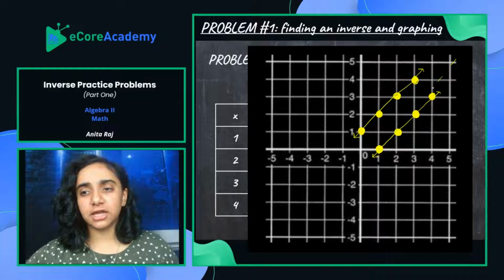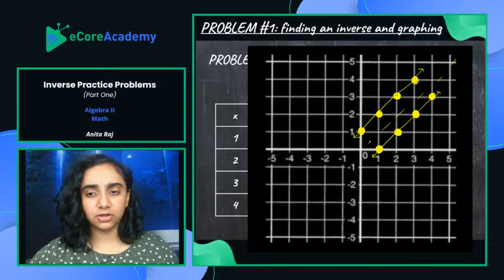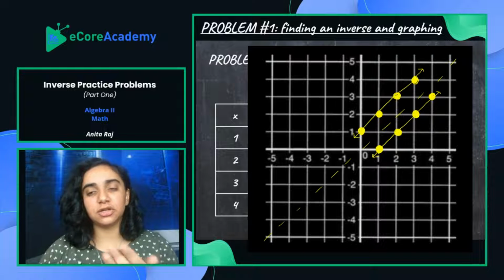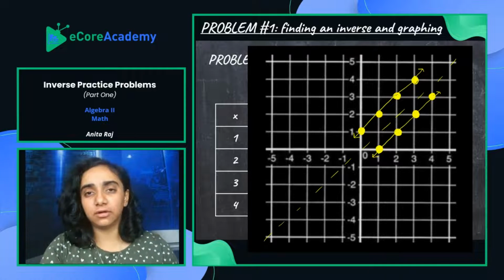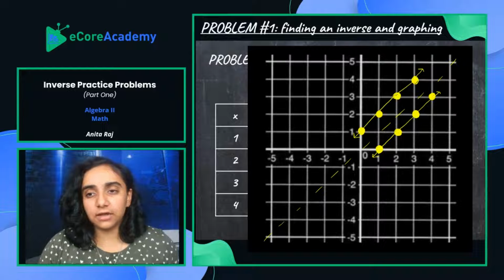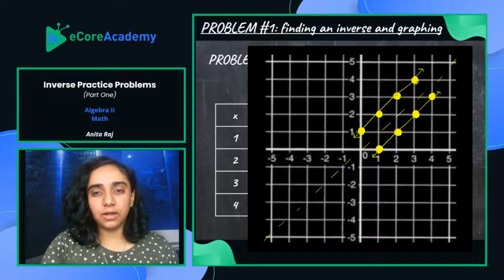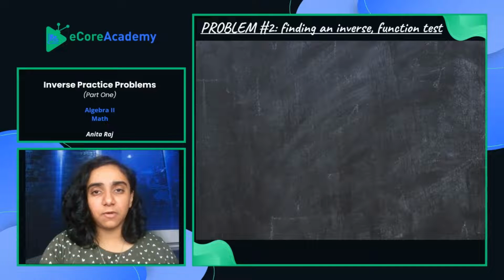But I want you to notice how the axis of symmetry is still y equals x. This line right here. This linear equation is still the axis of symmetry. The relation was pretty much just reflected across this axis of symmetry to give you the graph of its inverse. So that was problem number 1. Pretty straightforward. Let's get into problem number 2.